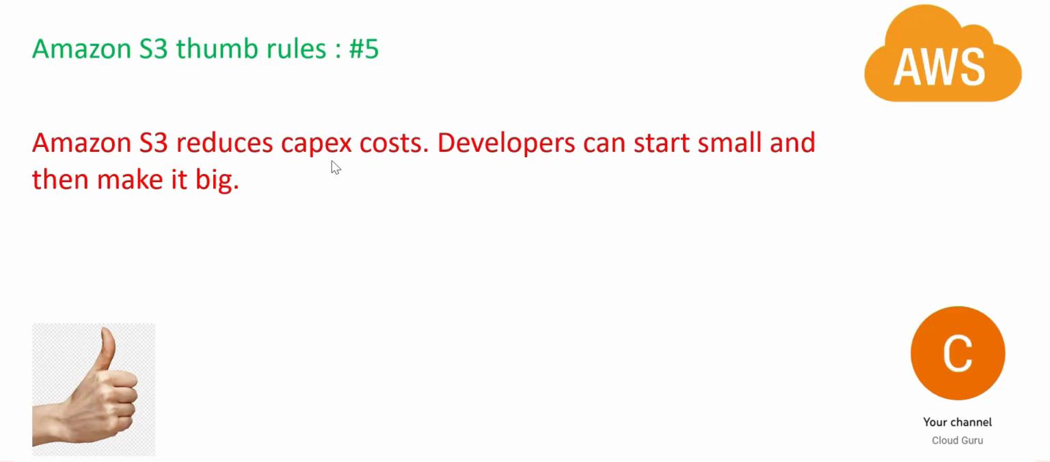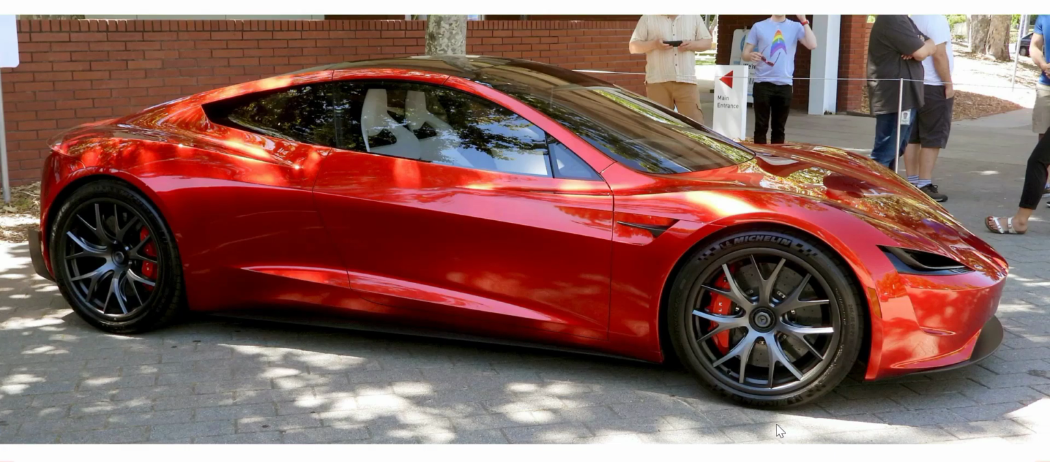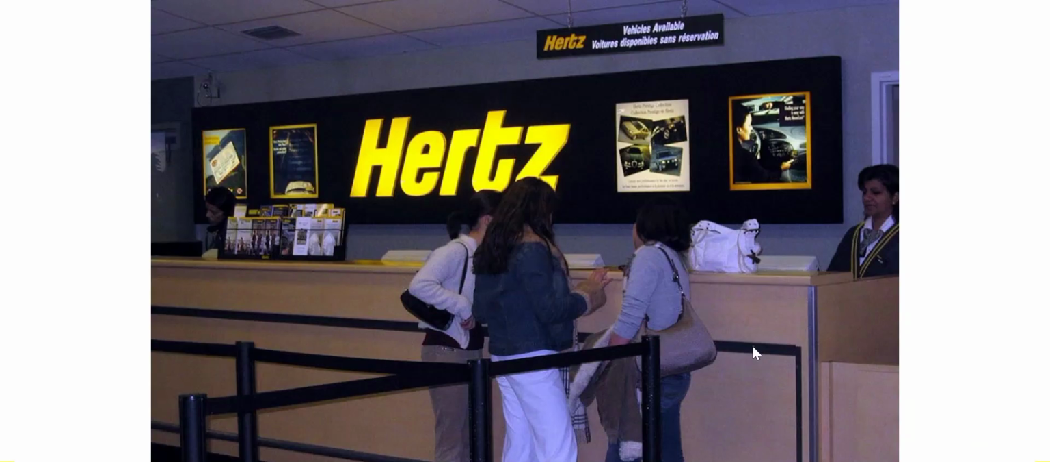Rule number 5, it reduces the capex cost. You remember, if you had a bit of an introduction to finance, so you must be knowing about capex and opex. Suppose you buy a car, say a Tesla, like in this pic, that is a capex because you are paying upfront to buy that car.